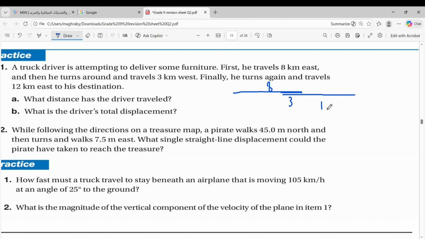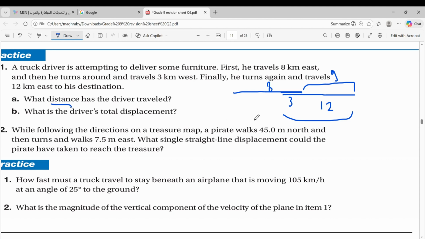This is 12, from here to here 12. And because from here to here is 12, this part is equal to 12 minus 3, which is 9. So this part is 9. He's asking about the distance he covered, and we know that the distance is the actual path that the object covered.